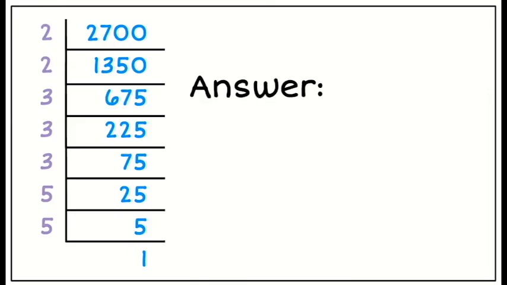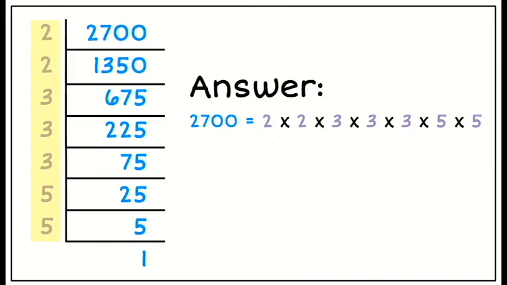So now I can put that all together for my answer. So 2,700 is all of those ones being multiplied. So 2 times 2 times 3 times 3 times 3 times 5 times 5. So that's going to simplify to 2 squared times 3 cubed times 5 squared. And that's our prime factorisation using the ladder method.